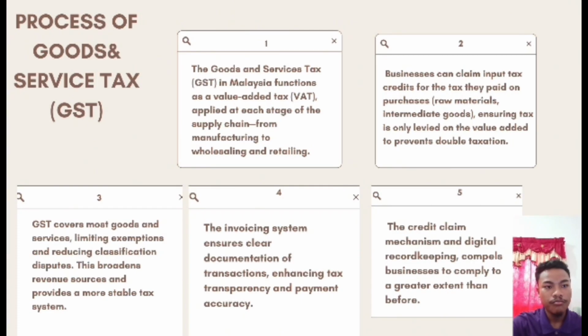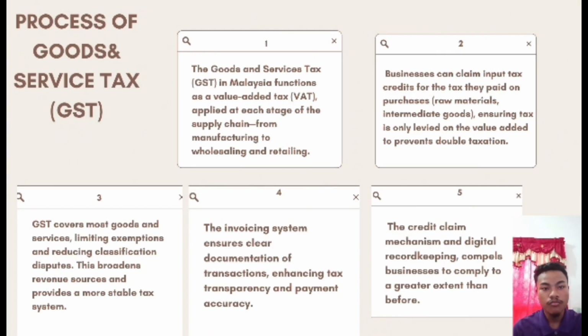Number 2, businesses can claim input tax credit for the tax they paid on purchases, such as raw material and intermediate goods. This helps ensure tax is only levied on the value added, to prevent double taxation.